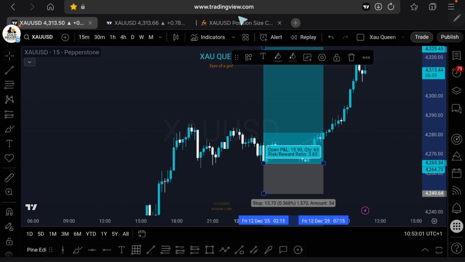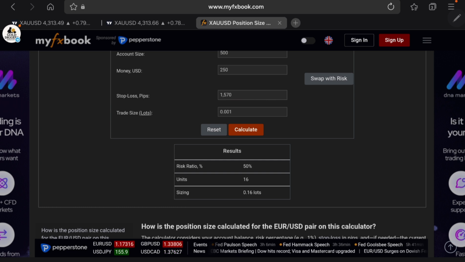At times I don't have to go through the stress of the position size calculator. I'll just do this, get my lot size, set my target. But if you still don't want to do that, to avoid making mistakes as a beginner, you can use this website.